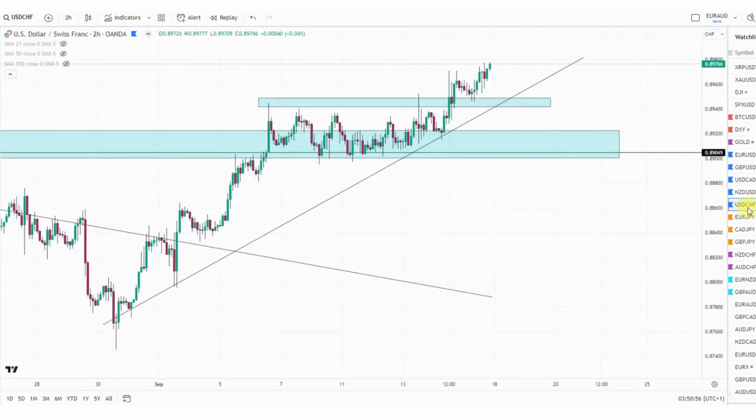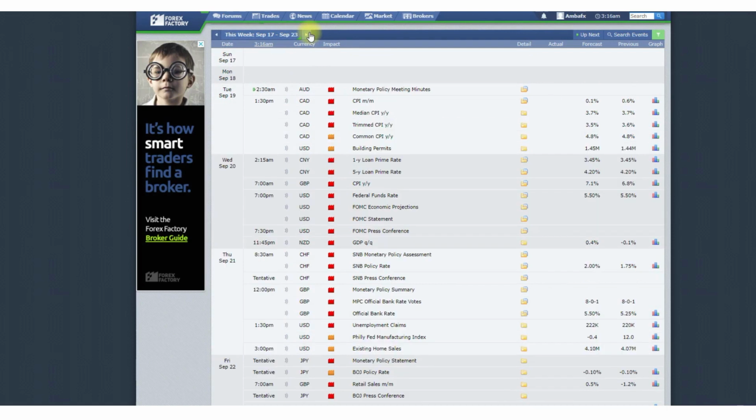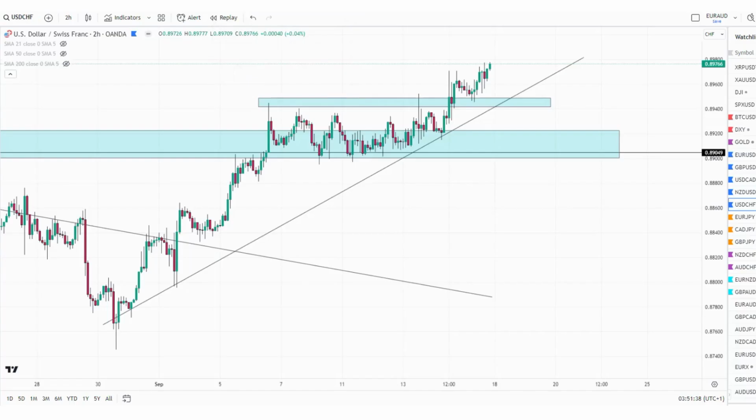So moving on to US dollar Swiss franc, don't forget we have interest rates in both pairs this week, the one on Swiss franc and then the US dollar. Let's check who is the first person that's going to release their rate. I think it's US dollar, okay, this week. Okay, US dollar is going to release their interest rate first. Then on Thursday we are going to have the Swiss franc releasing their own.